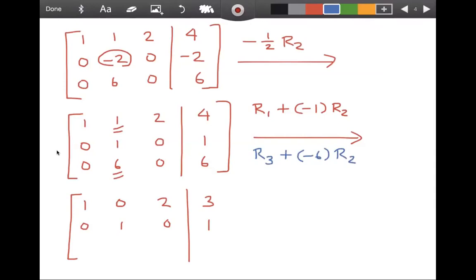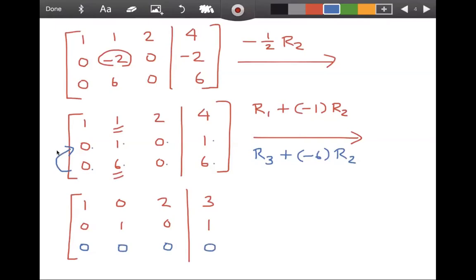All right, let's try to do this without scribbling in the fake unofficial row. So row 3 plus -6 times row 2. This row plus -6 times this row. 0 plus -6 times 0 is 0. 6 plus -6 times 1 is 0. That was the whole point. 0 plus -6 times 0 is 0. And 6 plus -6 times 1 is 0.